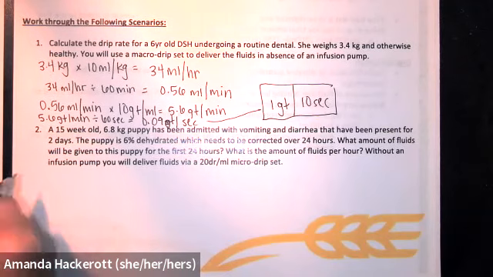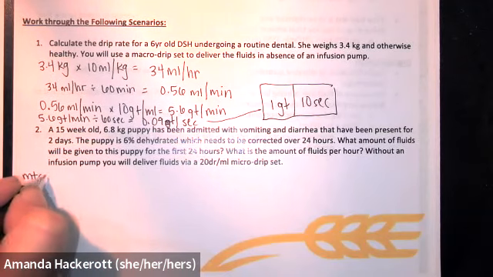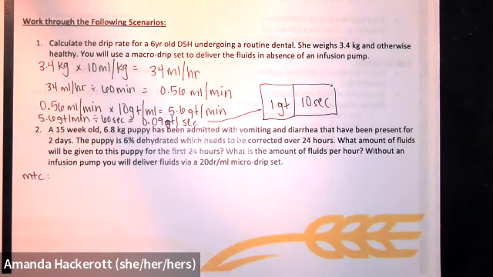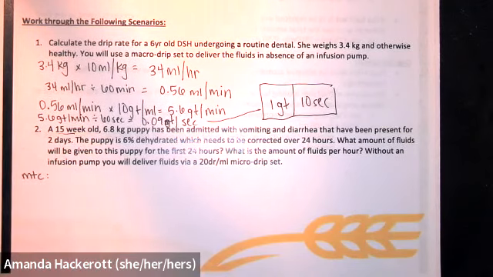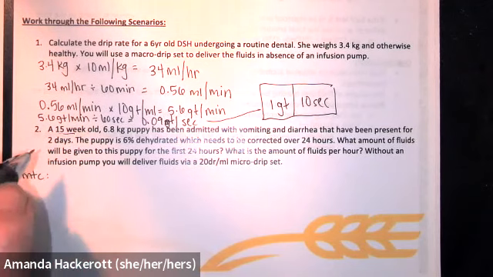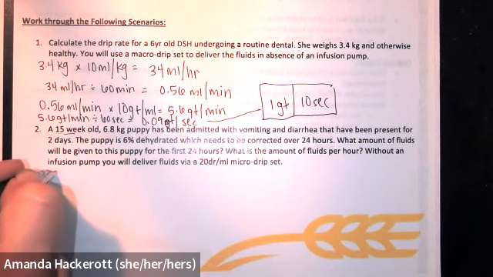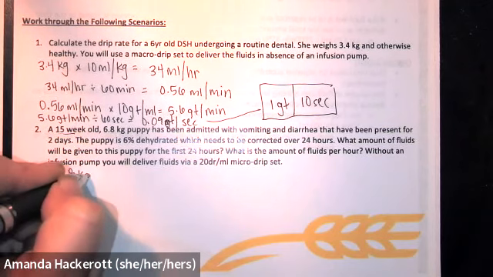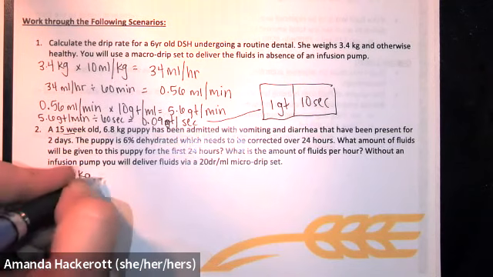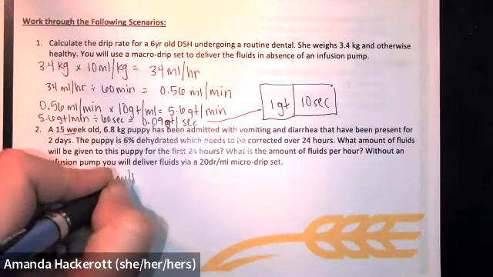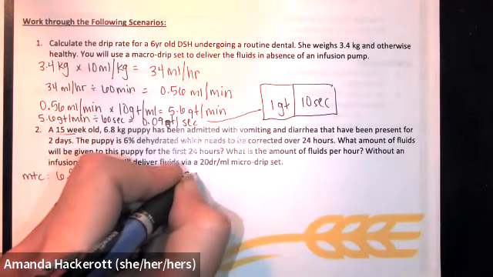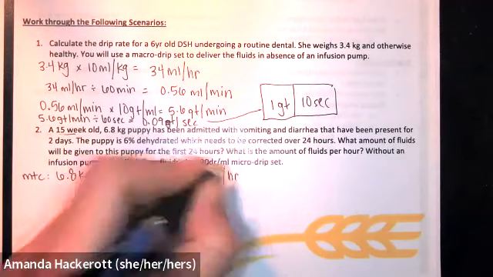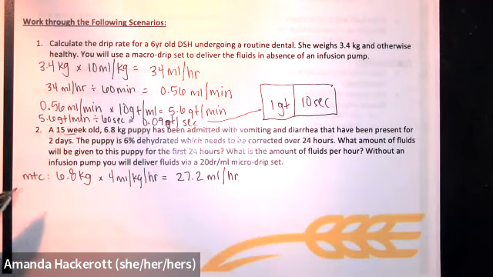So the first thing that we need to figure out is just what is this puppy's maintenance fluids? Because he is a puppy, they tell us in the problem, we're going to use 4 mils per kilo per hour for his fluid rate. So first we're going to set up his weight, 6.8 kilo, times 4 mil per kilo per hour. And that's going to give us 27.2 mils an hour. That's just basic maintenance.